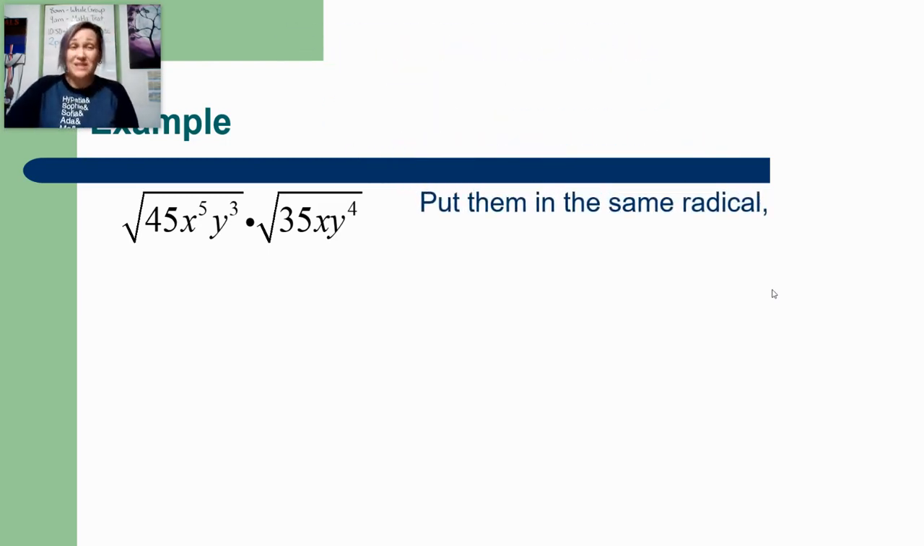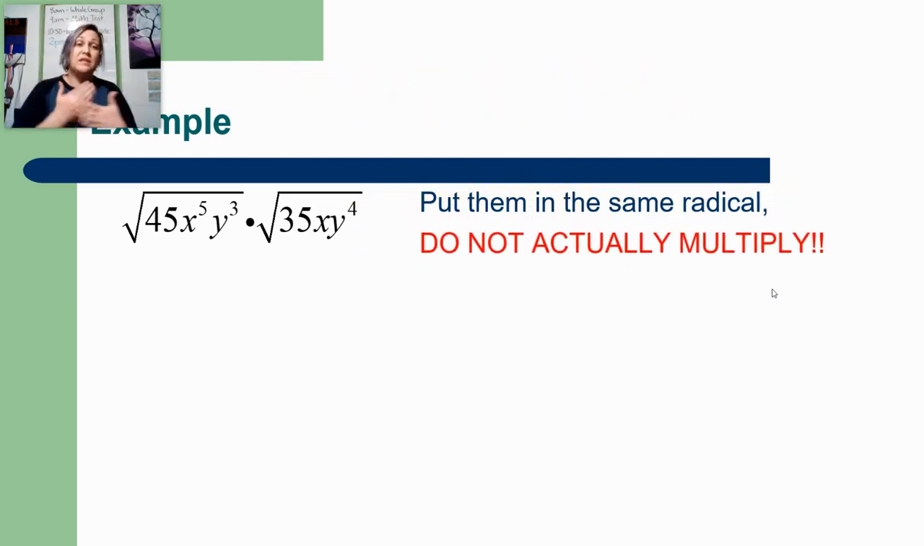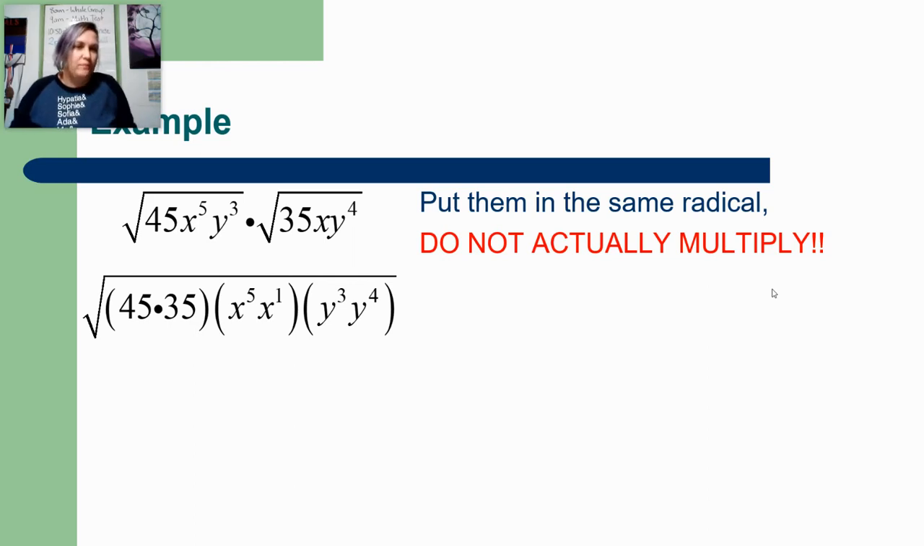Now, here's something to just help you out a little bit. When you're combining them into the same radical, do not multiply the numbers together because your next step is going to be to factor tree. And I would much rather factor tree 45 and 35 than whatever 45 times 35 is. Like, that's a huge number. And your first step is probably going to be like, let's split it into 45 and 35 again. So don't actually multiply. Just write down like, hey, I'm going to multiply.